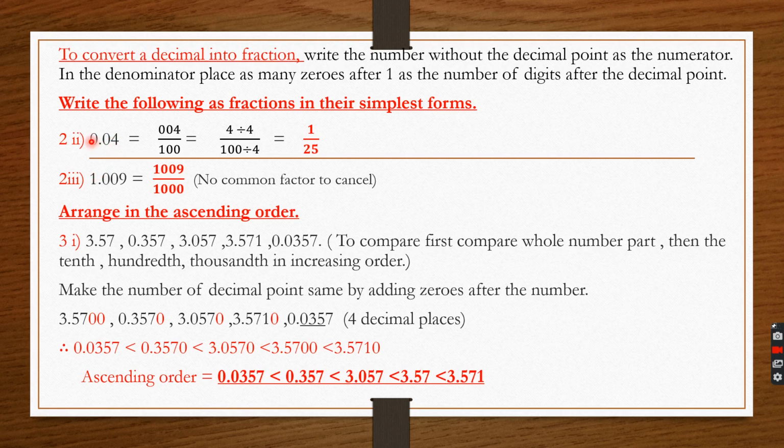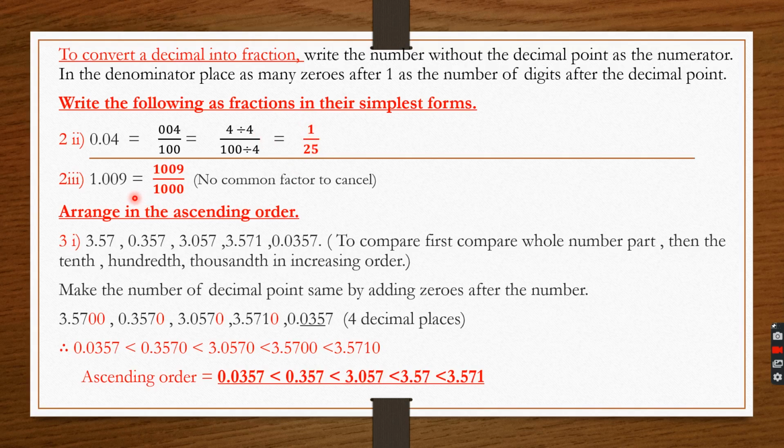Therefore, you write the numerator as the decimal without the decimal point, as it is, and the denominator as 1 followed by as many zeros as there are decimal places. That means 1 as the number of digits after the decimal point. That is, we are getting 4 by 100. They are asking for the simplest form. We can divide by 4. Therefore, 1 by 25.